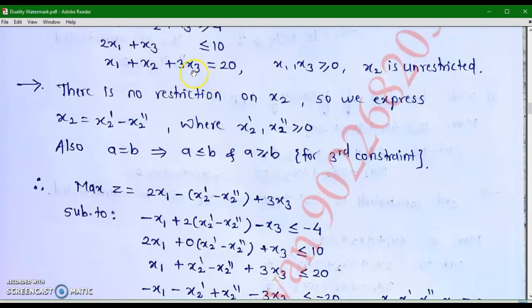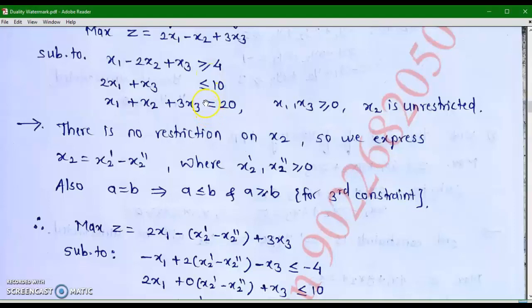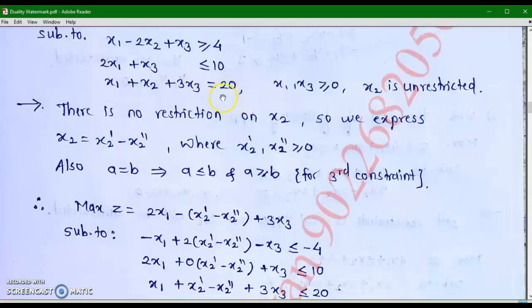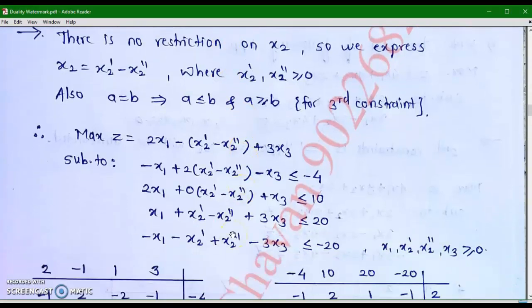I repeat, the third constraint is expressed as left side less than or equal to right side and left side greater than or equal to right side. Since we don't want the greater than or equal to type, we multiply both sides by minus sign. That's why the third and fourth constraints are opposite in sign, and all variables, that is x1, x2 dash, x2 double dash, x3, are restricted, that is non-negative. So we have our general type in standard form, that is the question is of maximization, all variables are restricted, all constraints are of less than or equal to type.